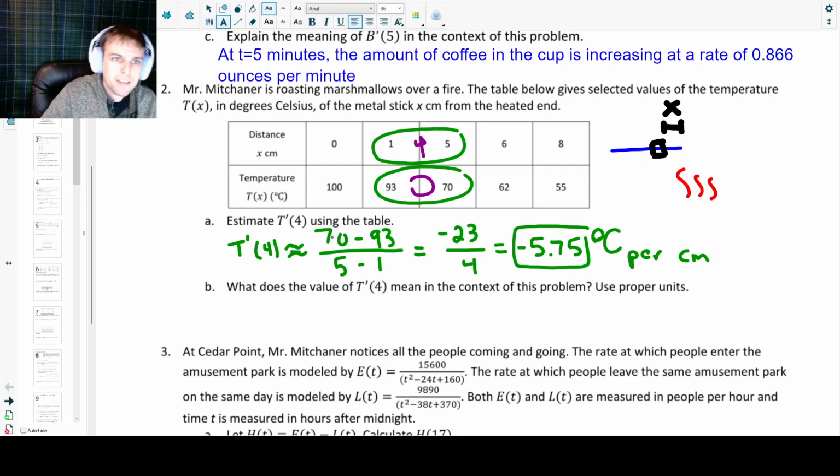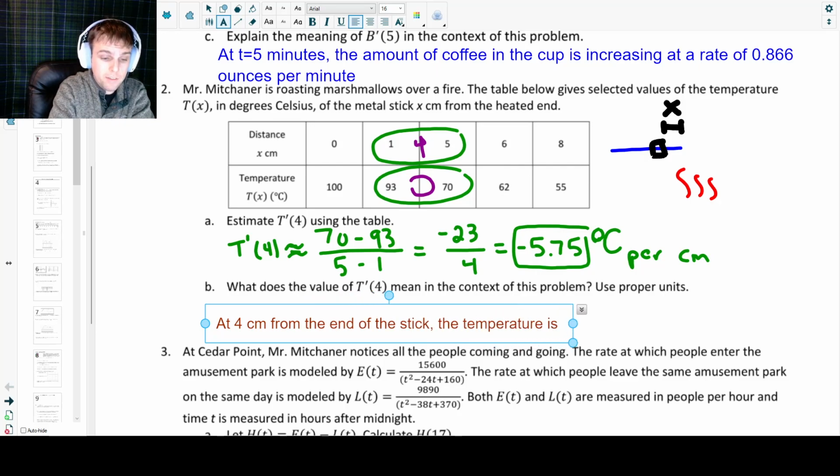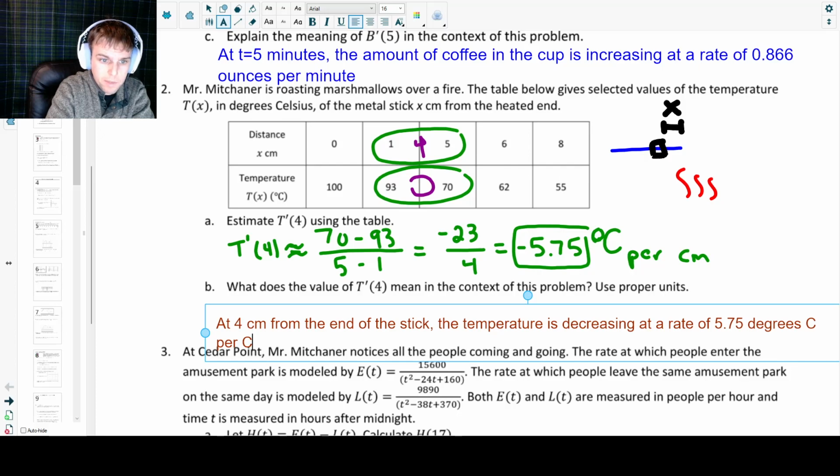Okay, let's write that out a little bit more formally, like we did on the last problem. So at 4 centimeters from the end of the stick, the temperature is decreasing this time at a rate of 5.75 degrees Celsius per centimeter.